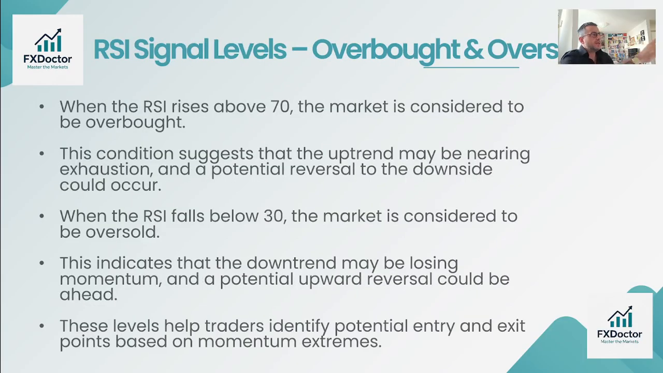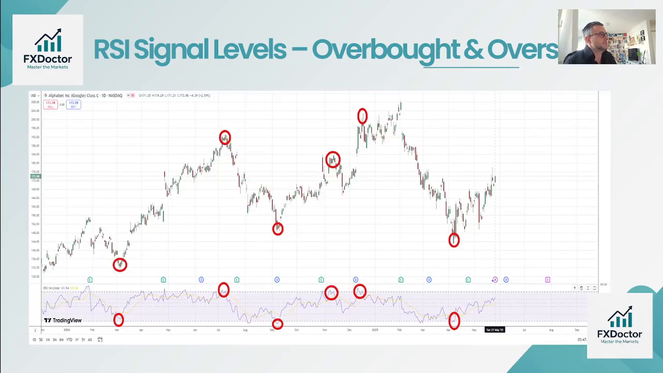When the RSI rises above 70, the market is considered to be overbought. The conditions suggest that the uptrend may be nearing exhaustion and a potential reversal to the downside could occur. When the RSI falls below 30, the market is considered to be oversold. This indicates that the downtrend may be losing momentum and a potential upward reversal could be ahead. These levels help traders identify potential entry and exit points based on momentum extremes.